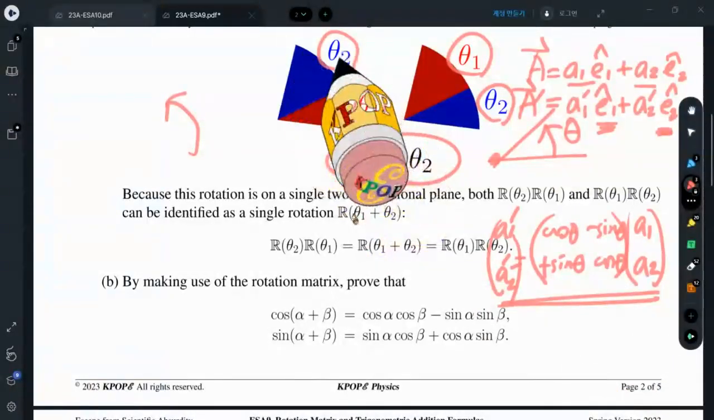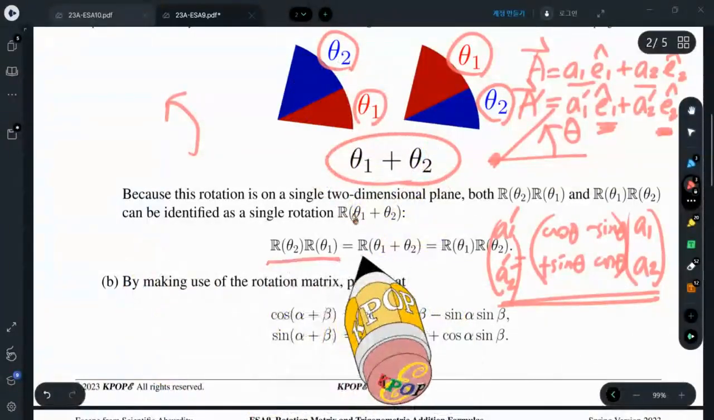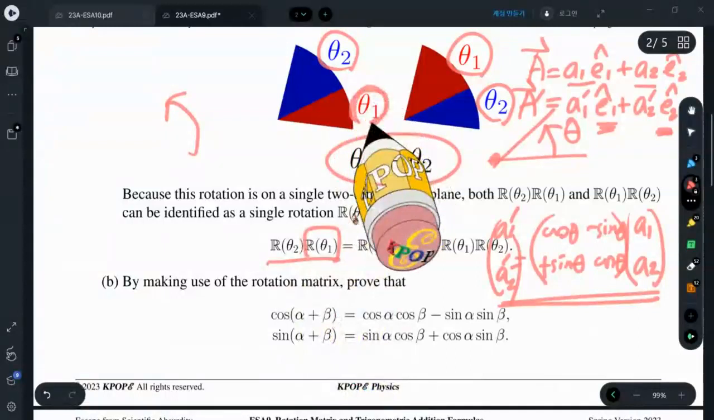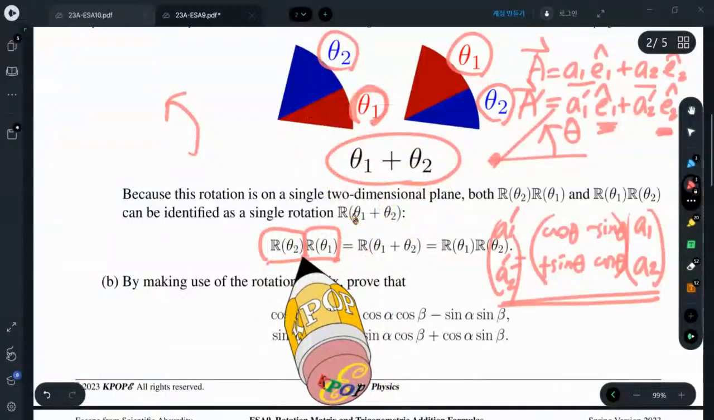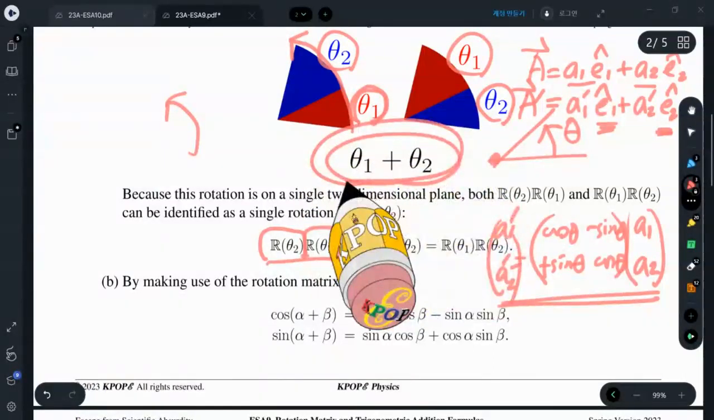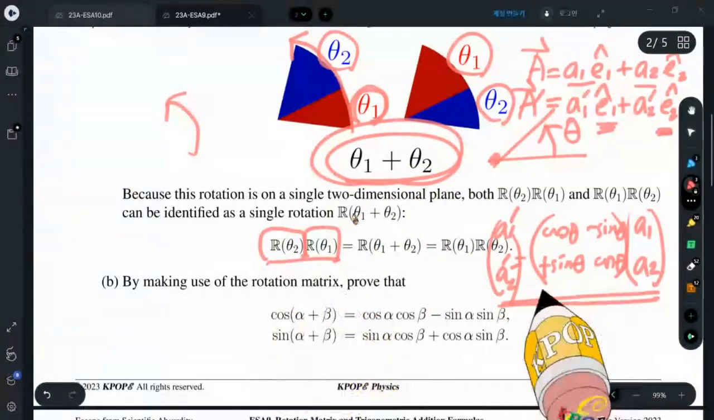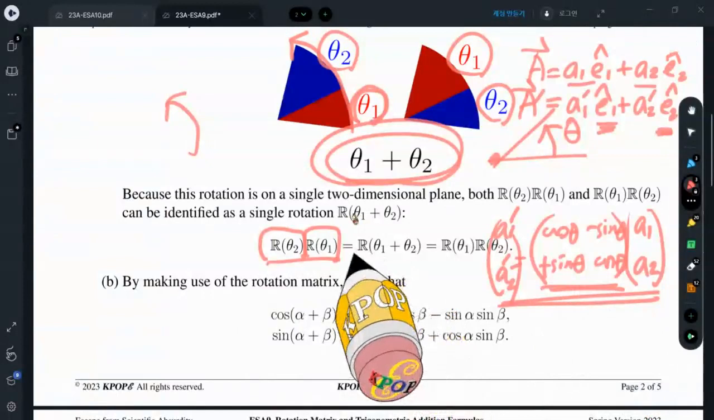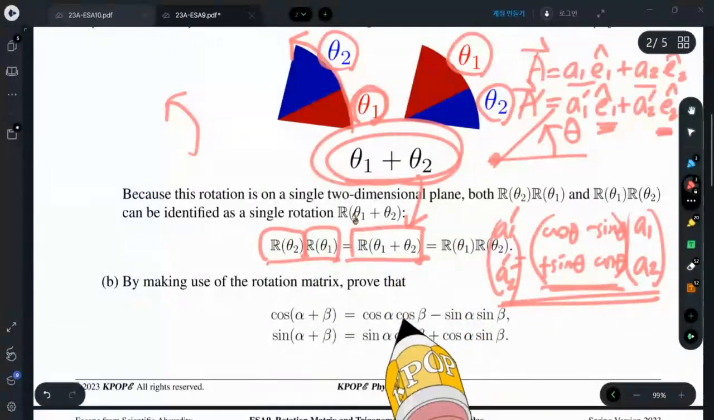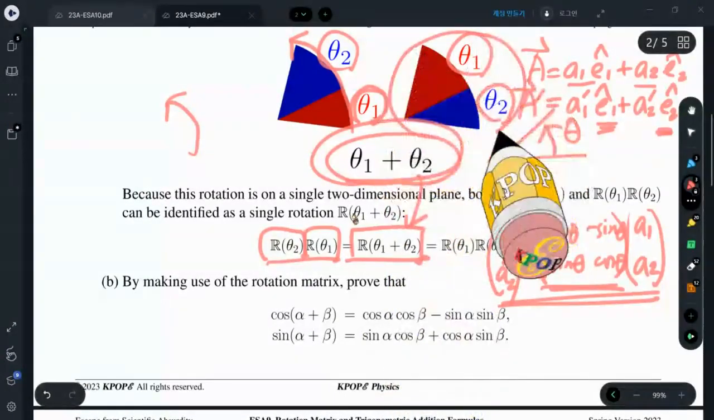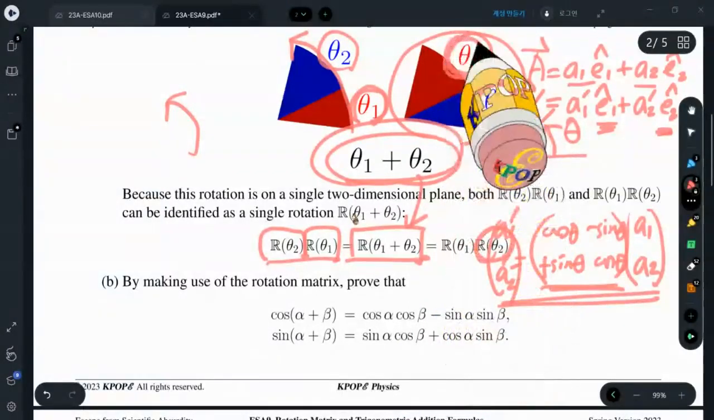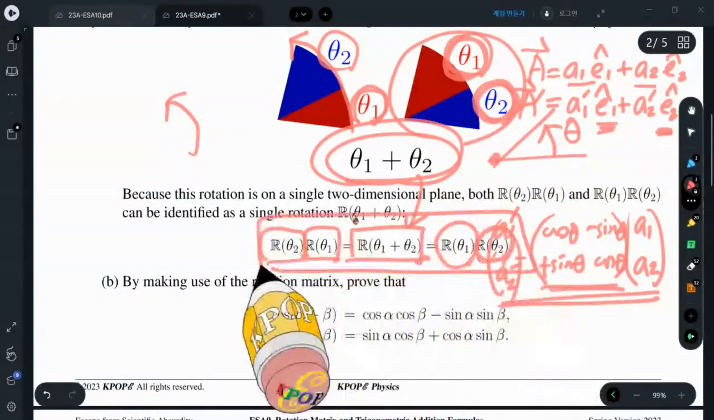If you rotate in this order, then it is this. Original components are on the right side, so first rotation is this, and second rotation is this. But as you know, it is equivalent to a single rotation by theta 1 plus theta 2. So the product of these two rotation matrices must be equivalent to a single rotation matrix with a single angular parameter. And as shown in this figure, rotate by theta 2 first, and then rotate by theta 1 next. They must be the same.